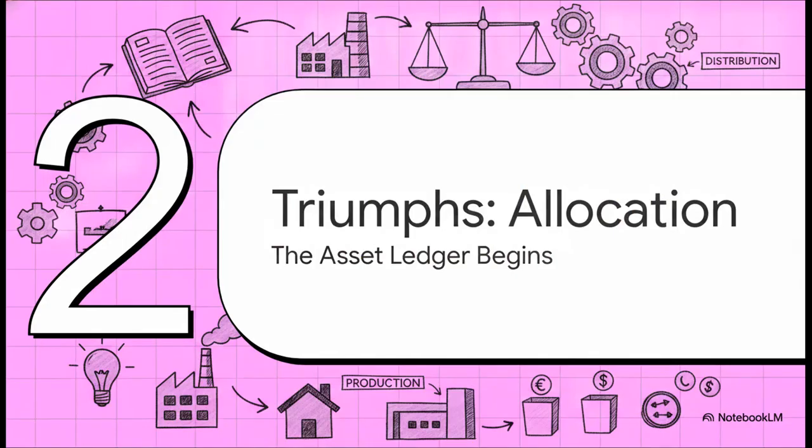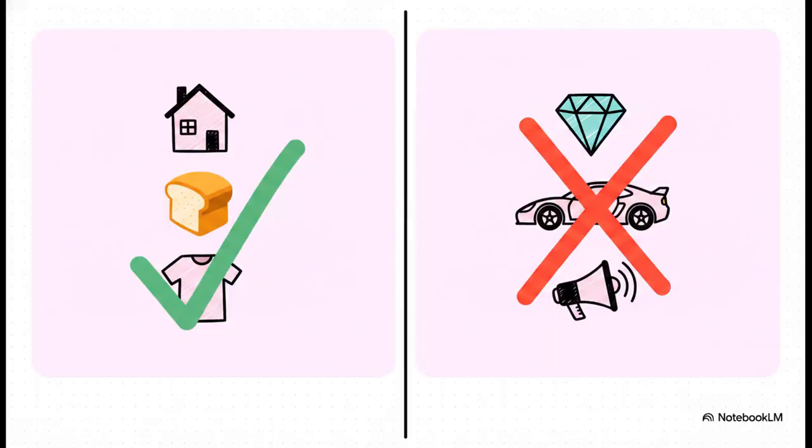Section 2. The triumphs. Allocation. The asset ledger begins. We are officially opening the asset ledger now to look at a major theoretical triumph of this model, which is the highly deliberate allocation of resources. And this brilliantly illustrates one of the primary arguments for centralized planning. When production is driven entirely by the objective of maximizing social welfare, central planners prioritize basic life necessities. Food, clothing, and basic shelter are bumped right to the very top of the list.